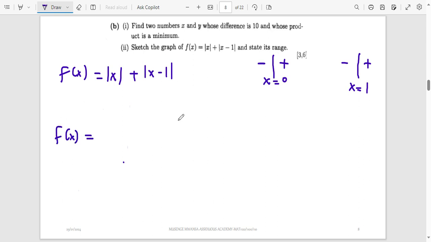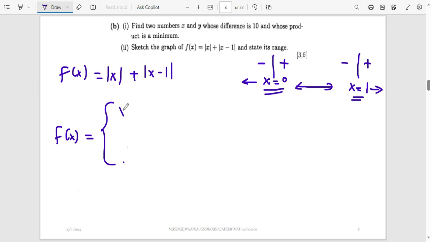So f of x, our interest is in writing numbers. Remember, our two critical points is x is equal to 0 and x is equal to 1. So I want to see how the function will be behaving for values of x greater than 1, values of x between 0 and 1, and values of x less than 0. So we have got three possible regions. So that's how we redefine this function.